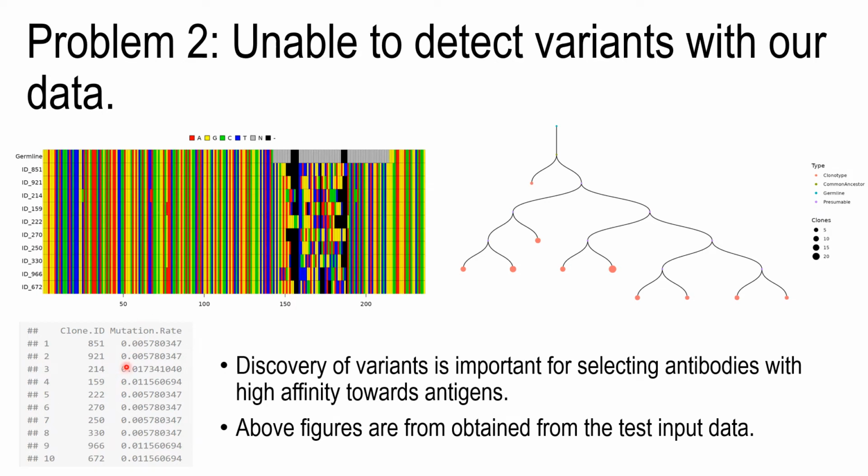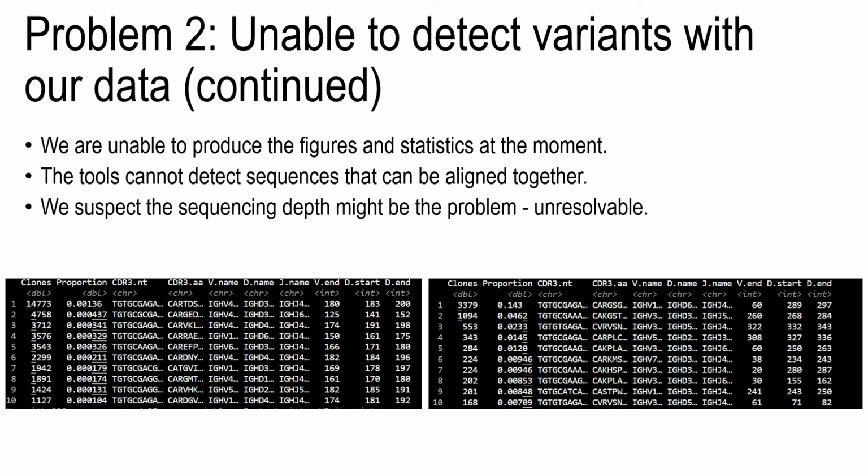And as you can see, these are the variants that a specific clone has against the germline and the respective mutation rate. And these figures are very important and can be obtained through ImmuneArc with their test input data. The problem is that we are unable to produce the figures and statistics at the moment.